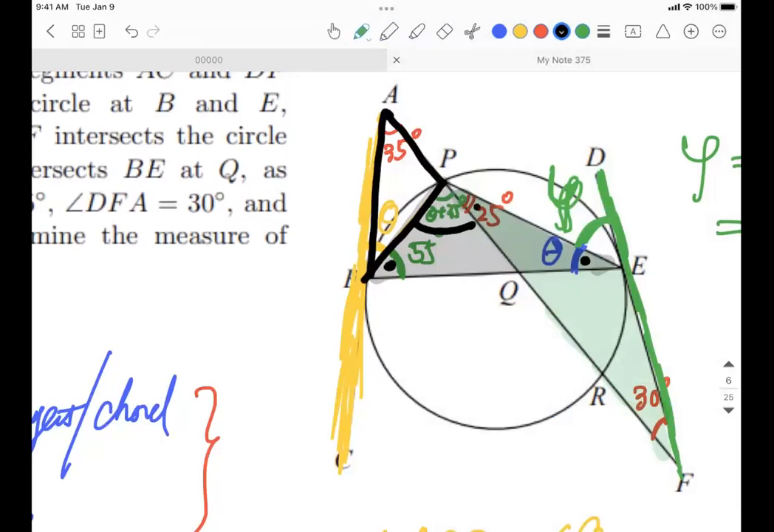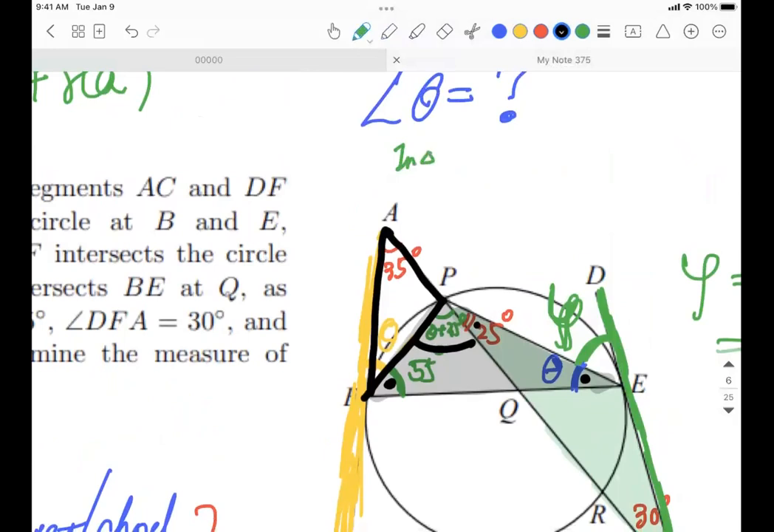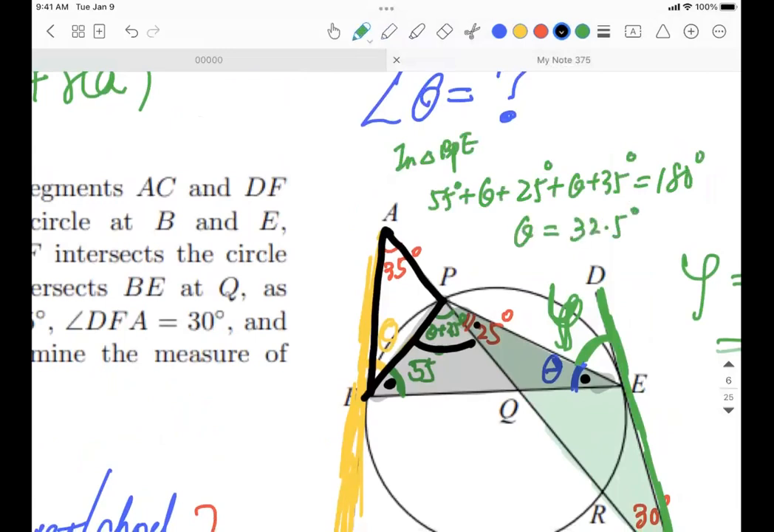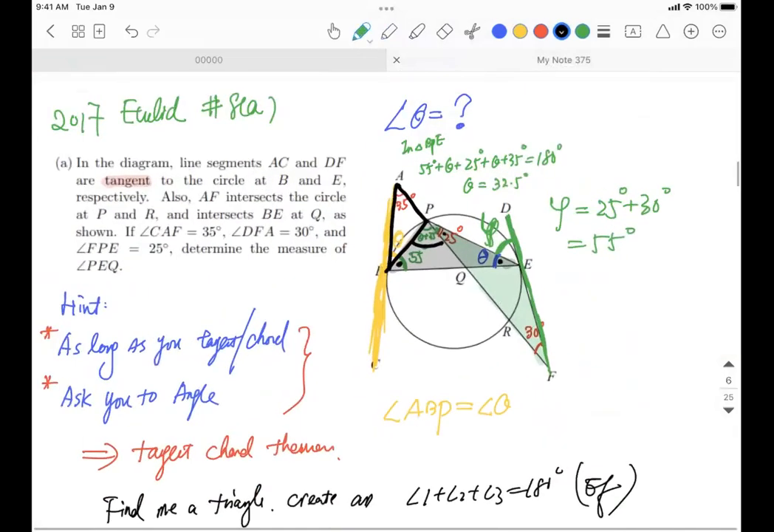So that being said, in triangle BPE, it's going to be 55 degrees plus theta plus 25 degrees plus theta plus 35 degrees equals 180. Right? Because of all this, theta equals 32.5 degrees. You see? This is also a Euclid problem, question number 8, the last 3 problems, but you're not using anything too flowery. You just use the basic definition, and then you will be able to solve the problem.